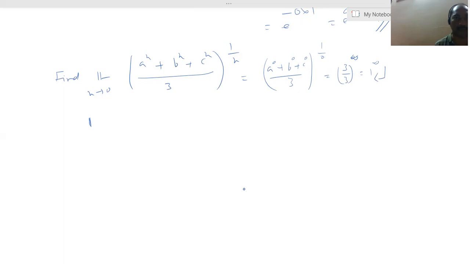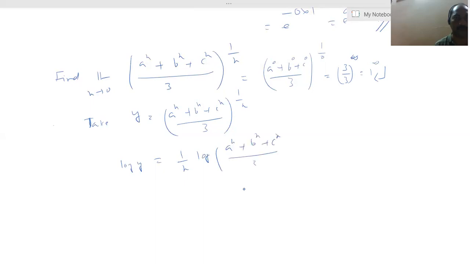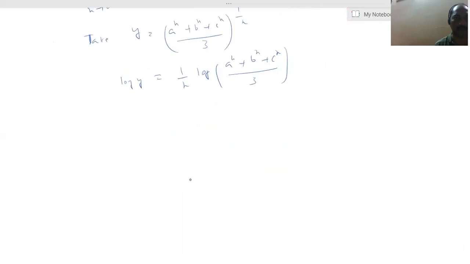So therefore take y equal to the given expression, (a power x plus b power x plus c power x by 3) whole power 1 by x. Immediately take log on both sides. Log y equals, here I am writing directly, 1 by x times log of (a power x plus b power x plus c power x by 3). Apply the limit value. Limit x tends to 0. What happened on both sides? Extends to 0, 0. Here 3 by 3, log 1.